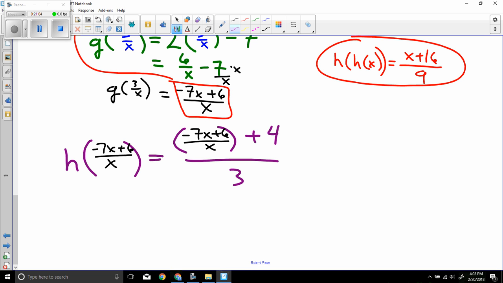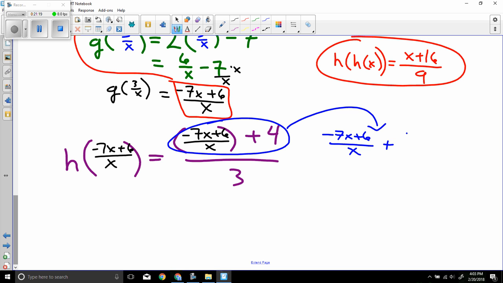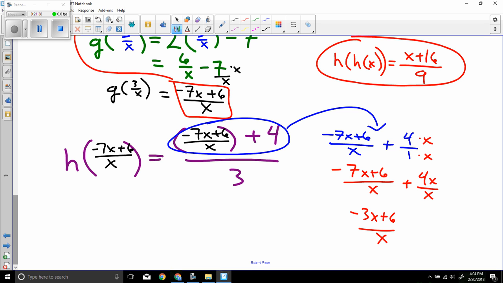Now, it said I had to do this in one fraction. It means I can't leave it like this. Well, let's just focus on the top section here. Bring it all the way over here, so that's negative 7x plus 6, all divided by x, plus 4 over 1. Same type of logic, I need an x down here, I need an x up here. So that's negative 7x plus 6, all over x, plus 4x over x, common denominators. Well, that would be negative 3x plus 6, all over x.